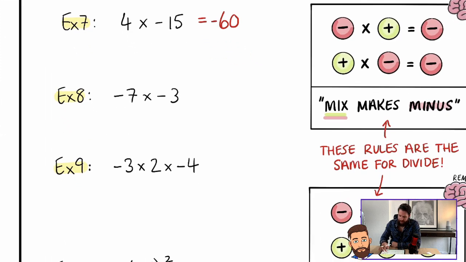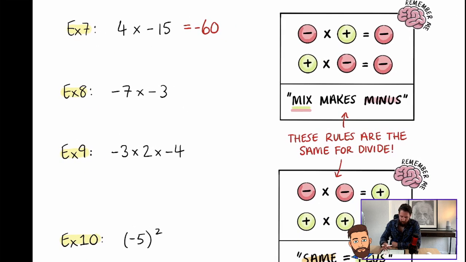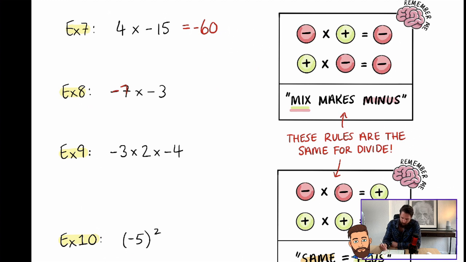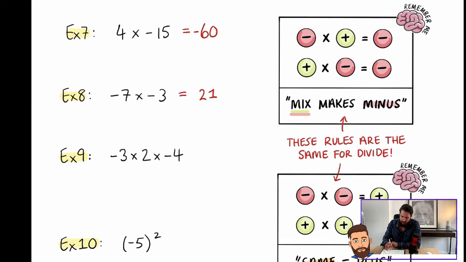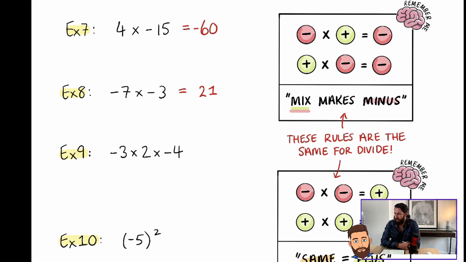So example 8. We have got minus 7 times by minus 3. So ignore the signs. We've got 7 times by 3, which is 21. Now look at our signs. We've got a negative multiplied by a negative. This is the same. And what do we know? A same will give us a plus. So the answer is just plus 21. So I don't need to put a negative in because two negatives make a positive.